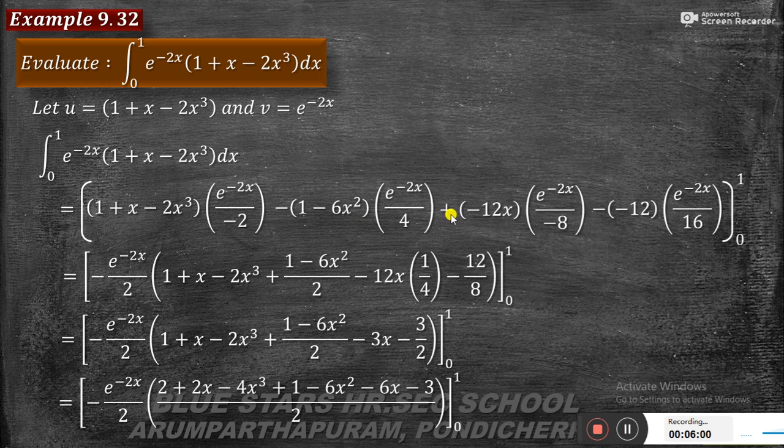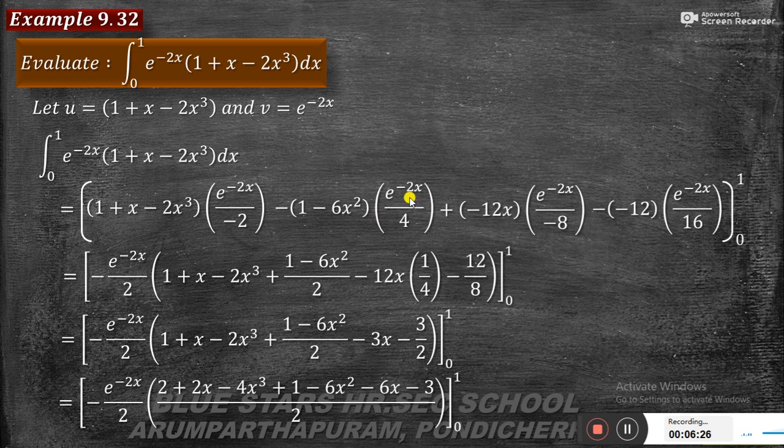So plus next, so signs alternate. Plus next, again you differentiate this, u2. That's the formula: u v1 minus u1 v2 plus u2 v3. So u2 means you differentiate this: differentiation of 1 is 0, minus 6 into differentiation of x square, which is 2x, so minus 6 into 2x, minus 12x.